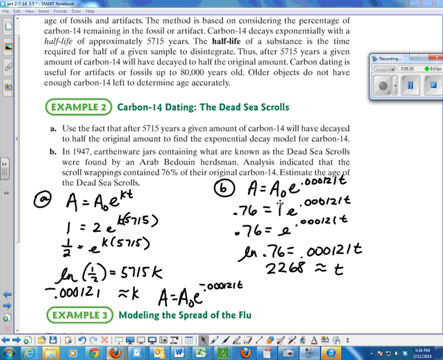The original amount I'm going to let be 1, and then this is 76% of that, so 0.76. If the original amount is 100, then the final amount is 76. Okay, so now I divide both sides by 1, so that doesn't change anything here. Change forms, natural log of 0.76 equals the exponent. And then divide both sides by the 0.000121 to get t is approximately 2268 years. Okay, take a second to pause, make sure you write that down and you can do the calculations.